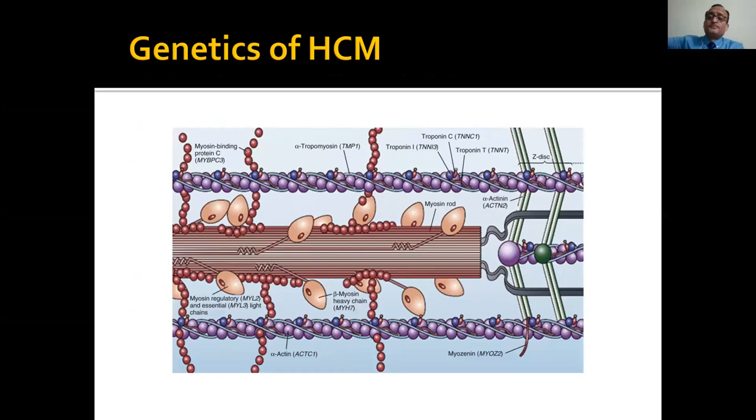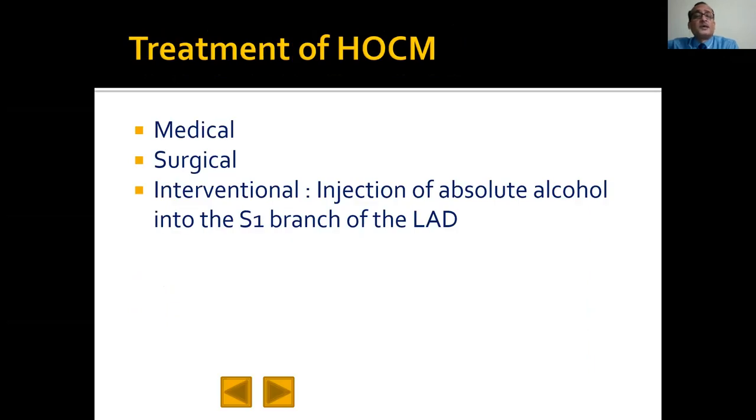This is the ultrastructure of the cardiac muscle, and it shows the various sites at which mutations can occur and give rise to hypertrophic cardiomyopathy. The treatment of hypertrophic cardiomyopathy may be medical, may be surgical, and interventional. What you do in interventional treatment of hypertrophic cardiomyopathy, you inject absolute alcohol into the first septal branch of the LAD.